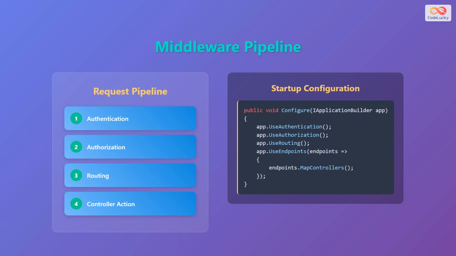The middleware pipeline processes HTTP requests in a specific order, with each middleware component handling a particular aspect of request processing. The pipeline order is crucial for proper application behavior. First, authentication middleware verifies user identity. Second, authorization middleware checks user permissions. Third, routing middleware determines which controller and action should handle the request. Finally, the controller action executes the business logic. The startup configuration example shows how to configure these middleware components in the correct sequence using the configure method in the startup class.